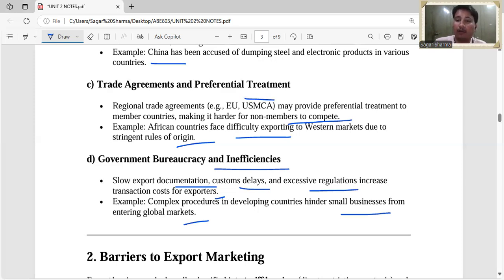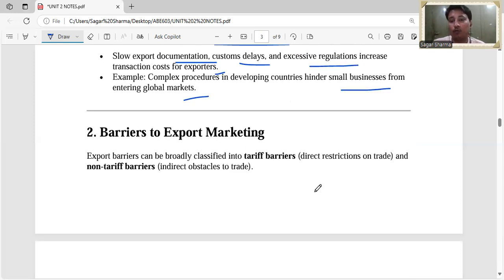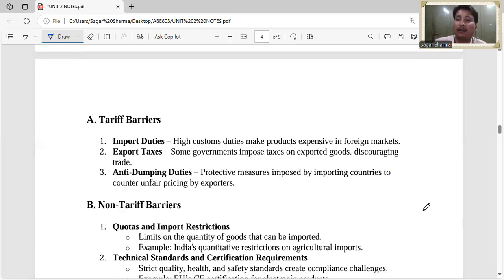Now we will talk about what are the barriers to export marketing. Barriers can be classified into two categories: tariff as well as non-tariff barriers. Tariff barriers can also be said to be direct restrictions on trade, and non-tariff barriers are the indirect obstacles or restrictions on trade. So what are the common tariff barriers that an export marketer can face? Import duties, export duties, and anti-dumping duties.